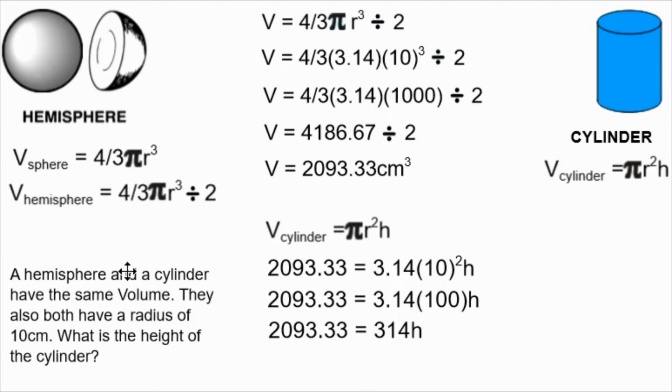If I divide both sides by 314, I'm going to have the h, the height of the cylinder. 2,093.33 divided by 314 gives me a height of 6.67 centimeters for this cylinder. This is a two-step volume problem.